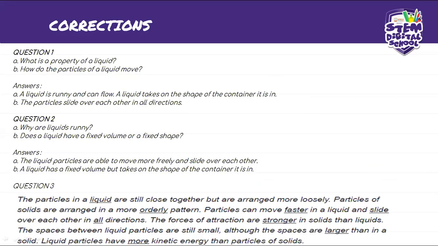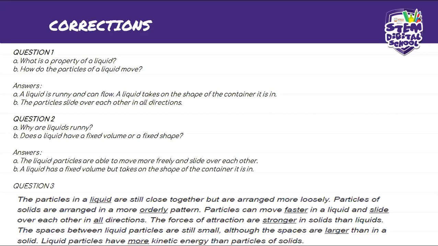And yeah, so this is what you have. What is a property of a liquid? A liquid is running and can flow. A liquid also takes the shape of the container it is in, so take note. So all these three, when they say what is a property of a liquid or give any property of a liquid, one, the liquid can flow, is running. It takes up the shape of the container it is in. It's not having a fixed shape. So if you pour it into a cold drink bottle, it will take it. If you pour it into another bottle, it will take the shape of the container.